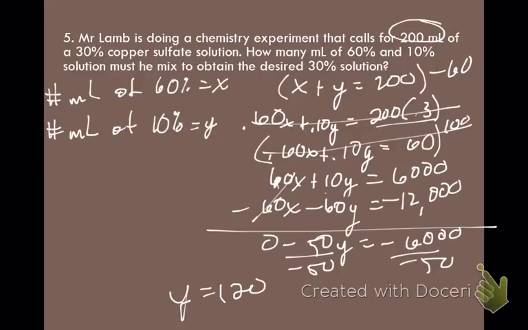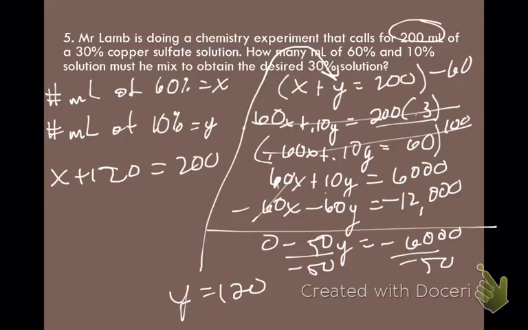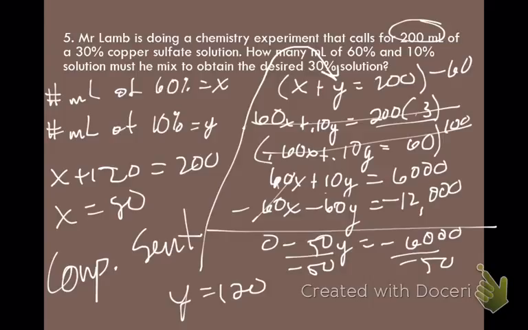Okay, so it looks like we're going to need 120 milliliters of the 10%. How much of the 60%? Well, you could plug this back in, or you can do the math pretty quickly in your head probably. If we have to have a total of 200, and we're going to have 120 of one solution, that means we're going to have 80 of the other. And so in a complete sentence, well, first of all, we're going to check our work and make sure that's right. Okay? But in a complete sentence, we're going to say we're going to need 80 milliliters of the 10% solution and 120 milliliters of the 60% solution. Okay?